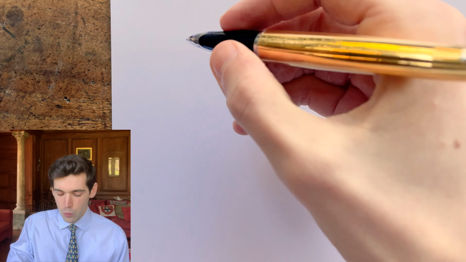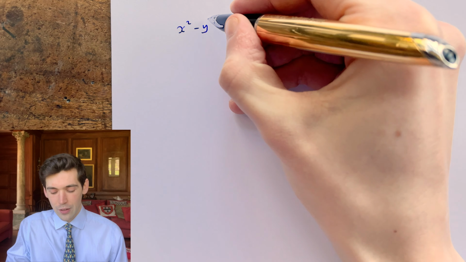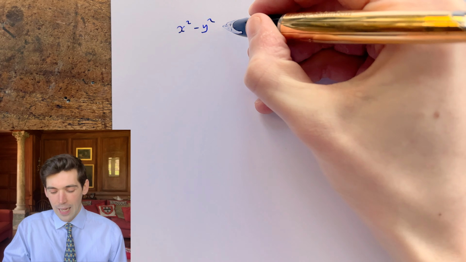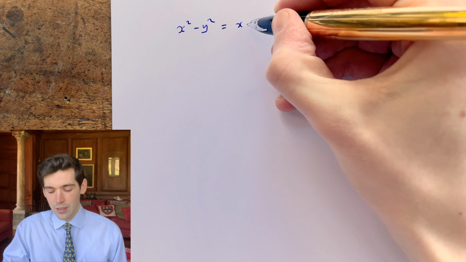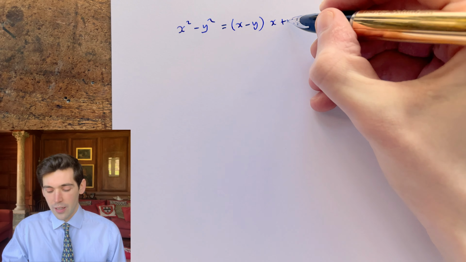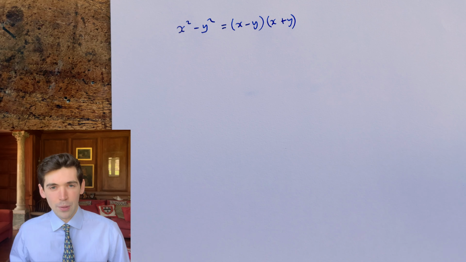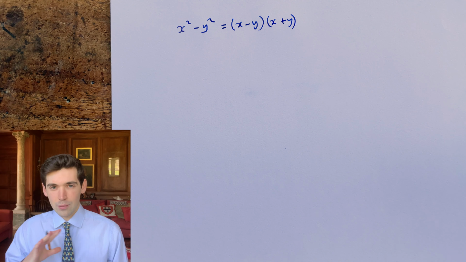So, first one you need to know about is the difference of two squares. Now, this looks like this, and it factorizes this way. x squared minus y squared equals (x minus y)(x plus y). You must know that. You can guarantee that this will come up in every single GCSE paper ever.